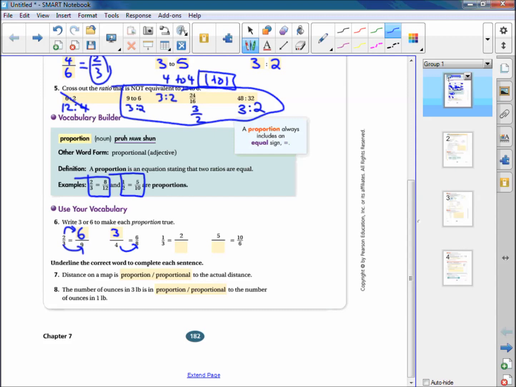And 1/3 would be the same as 2/6. Those two ratios are equivalent to each other. And 5/3 is the same as 10/6. Those two ratios are equivalent to each other.